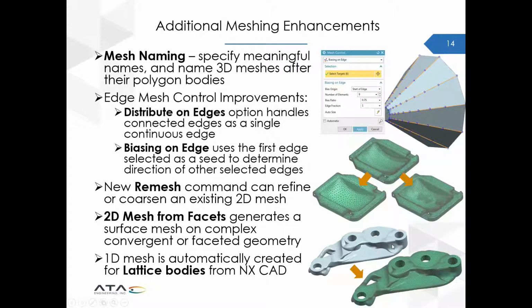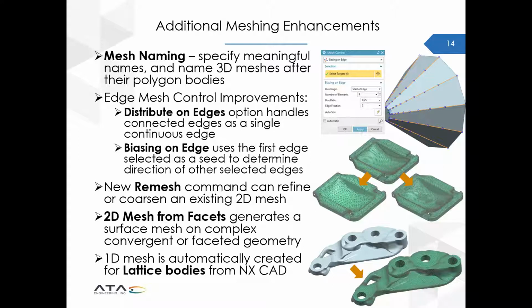What that means is that if we have a shape like this, we can easily create a 2D mesh on it. And then from there, it's easy to use the 3D tet mesh command to generate a solid mesh from that. So this is going to help a lot, especially if we're working with topology optimization or something like that.